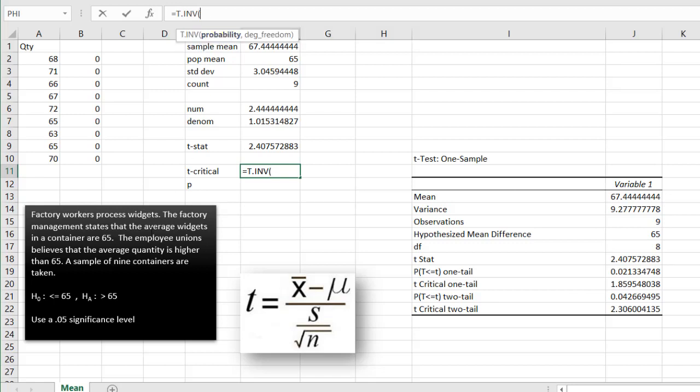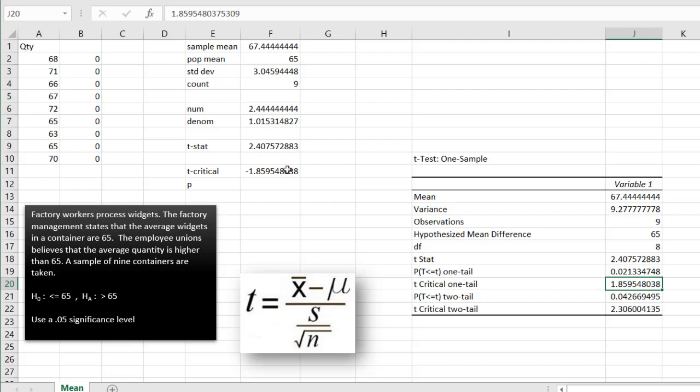The probability, 0.05, that's our significance level. And the degrees of freedom, that is going to be 9 minus 1, right? Because this is a student t distribution. It's going to be this value minus 1. Close parentheses. And of course, that's going to be 8. And we're going to get our 1.85, which is that.